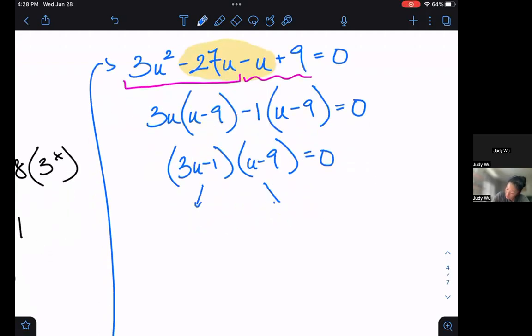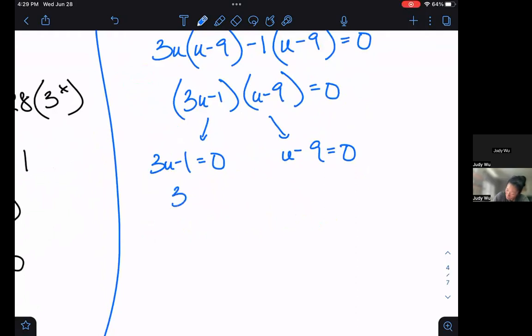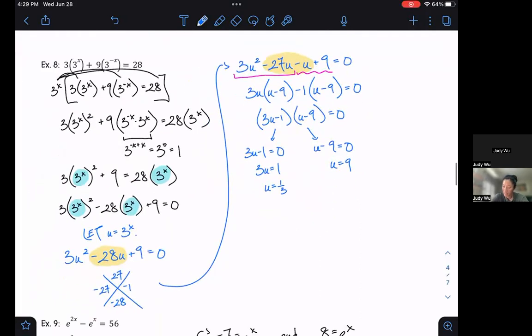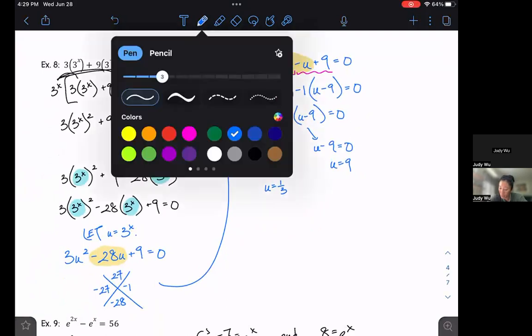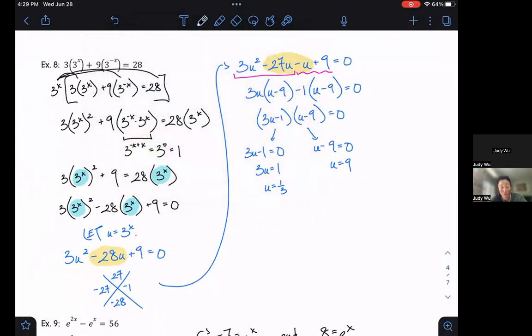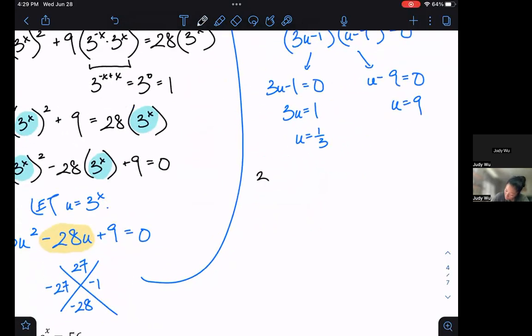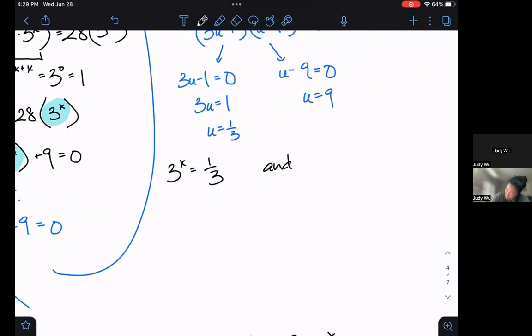I can set each of these equal to 0 and solve. 3u equals 1, u equals 1/3, or u equals 9. Now, as much as we would love to say, oh, we're all done, this is u, but we want x. So we've got to go back and find x. So we have 3 to the x equals 1/3, and 3 to the x equals 9.